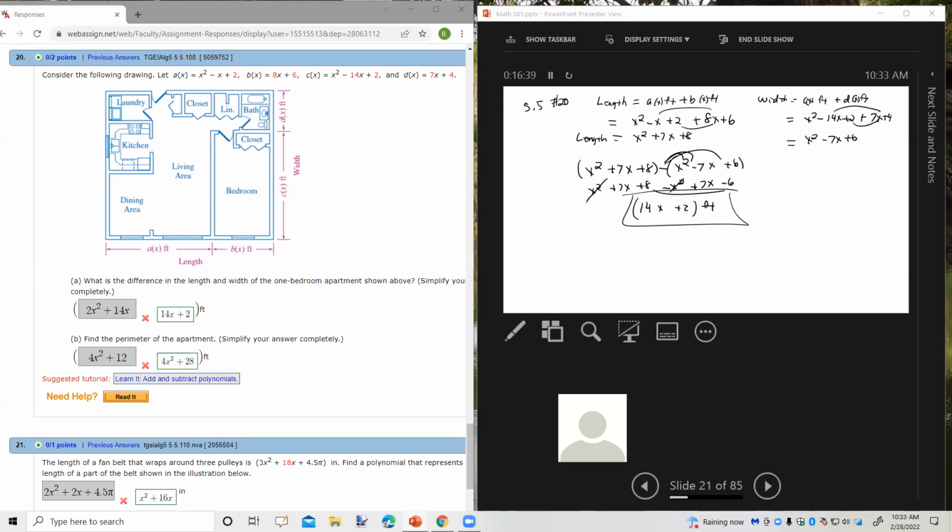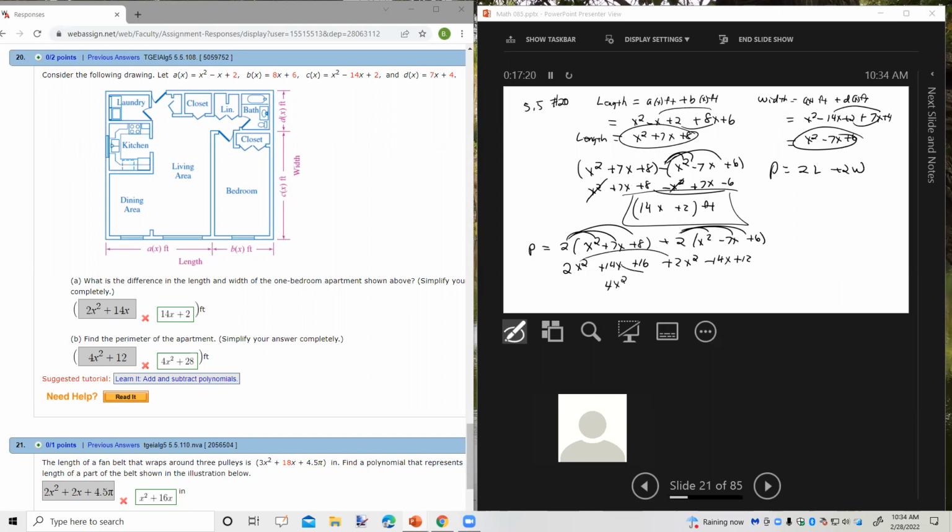All right. Then it says, find the perimeter of the apartment. Well, the perimeter would be 2 times the length plus 2 times the width. So the perimeter would be 2 times the length, x squared plus 7x plus 8, plus 2 times the width, x squared minus 7x plus 6. So we're going to get 2x squared plus 14x plus 16 plus 2x squared minus 14x plus 12. Combining like terms, we get 4x squared plus 0x plus 28, and that is feet again. So there's the answer to problem number 20. Any questions on that before we go on? All right. Now, no. Okay, great.